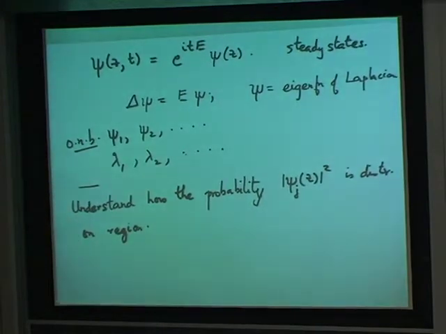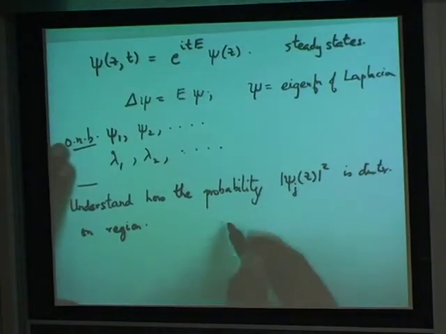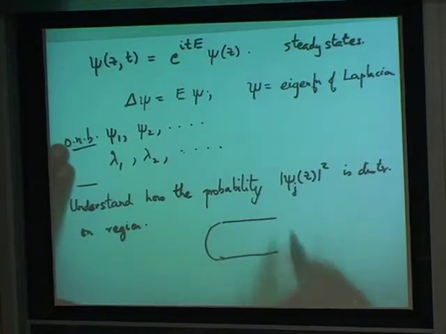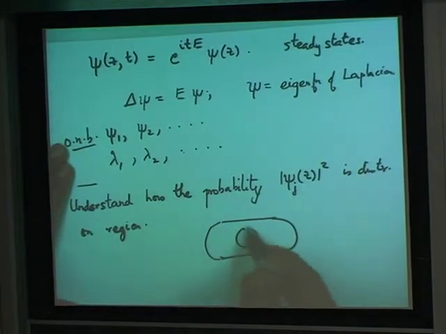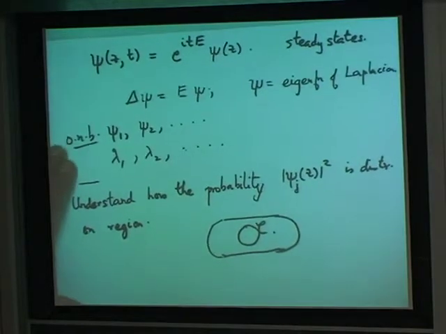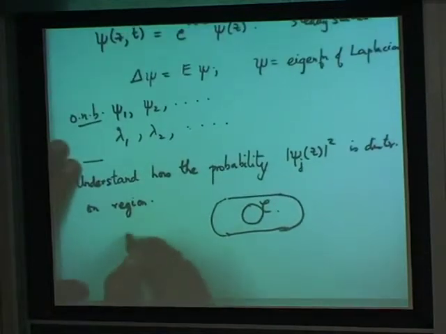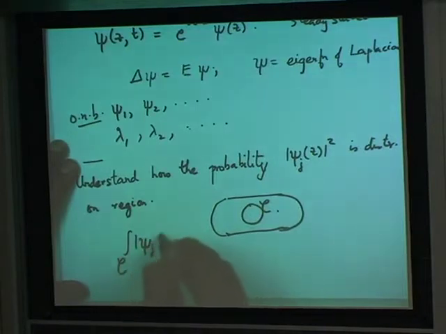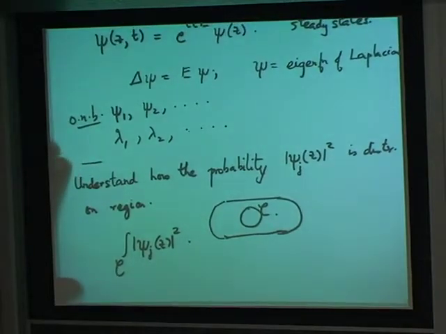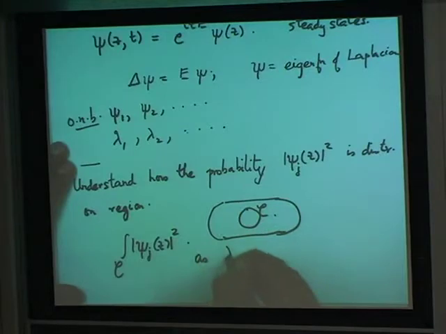So the interpretation is you're thinking of a quantum eigenstate with large eigenvalue, which is large energy. And you want to understand, say I'm looking at the stadium billiard, and I give you a region C in the space, I want to know the probability that I will find this particle inside the region C, which is the same as saying I want to understand the integral over C of |psi_j(z)|^2 as the eigenvalue lambda_j goes to infinity.